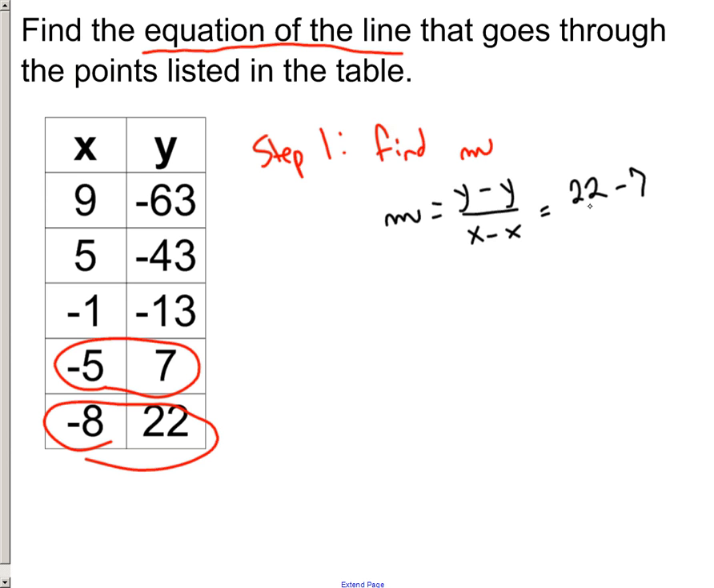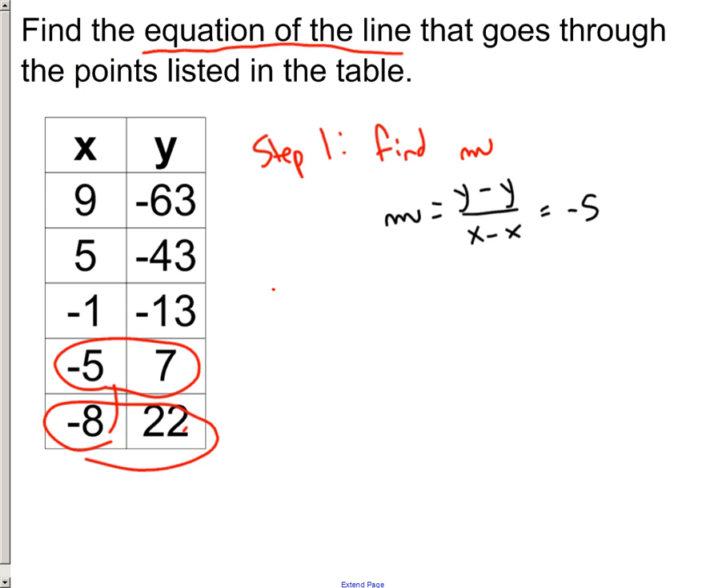So 22 minus 7, y minus y, right? And then -8 minus -5. So this would be 15. That'd be -3, and 15 divided by -3. We can replace all of that with -5. Okay, so our slope is -5.